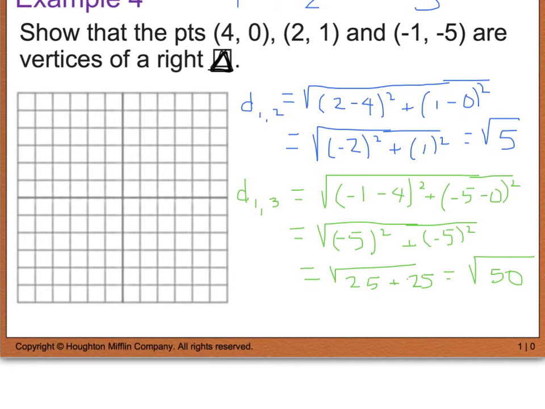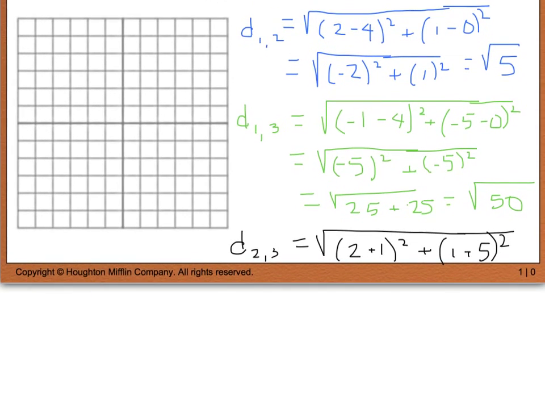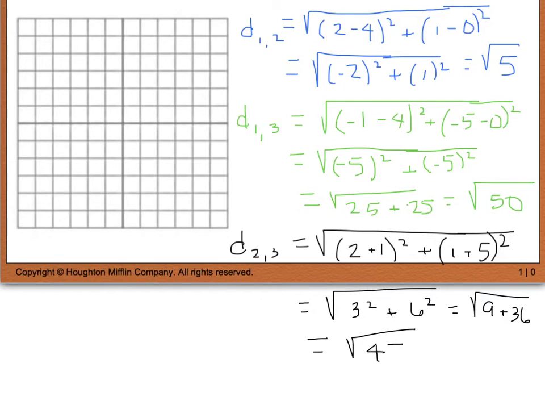So I have the distance between 2 and 3, and I'm just going to call the point 2 my x2, y2 and my point 3 x1, y1. So this gives us the square root of 2 minus a negative 1, which becomes 2 plus 1, the quantity squared, plus 1 minus a negative 5, which is really 1 plus 5, the quantity squared. If I simplify that, this is 2 plus 1, which is 3 squared, plus 1 plus 5, which is 6 squared. So I end up with the square root of 9 plus 36, and 9 plus 36 is the square root of 45.